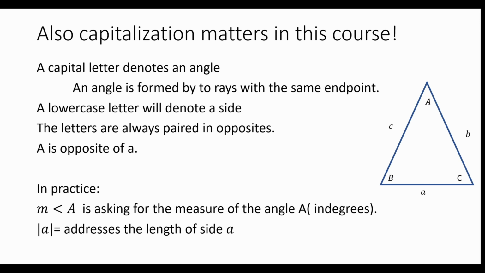Capitalization matters in this course. Capital letters are for angles. An angle is formed by two rays or two line segments with the same endpoint. A lowercase letter will denote a side. So if I write a little a, and I ask for the magnitude of little a, you know that you are looking at a side length. If I ask for the measure of big A, then you know you are looking at an angle.